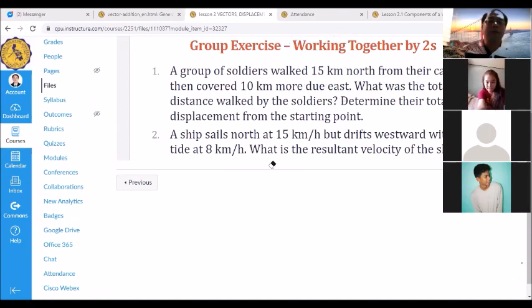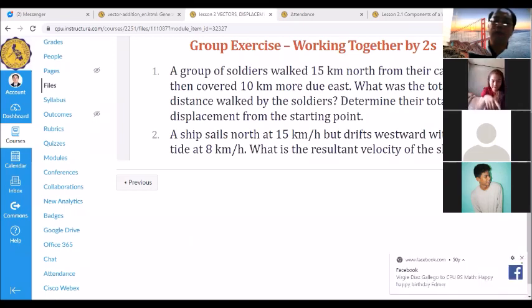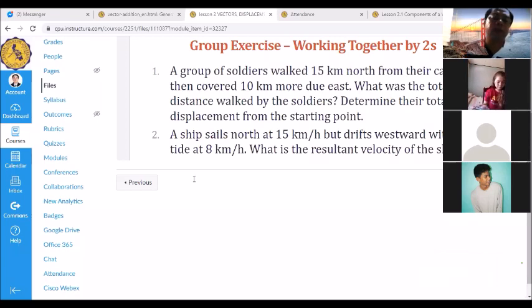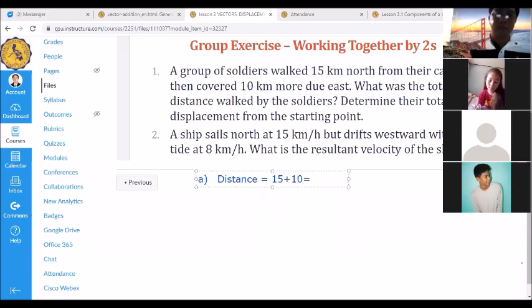east. So basically, if you try to apply a graphical method there, then we can simply draw that. I think we don't need the graphical method. So instead, we will just find first the first question, letter A. What's the distance? So distance is basically 15 plus 10, and that's obviously 25 kilometers.